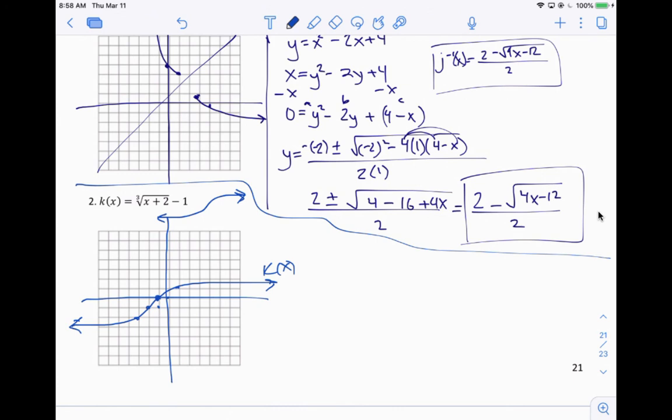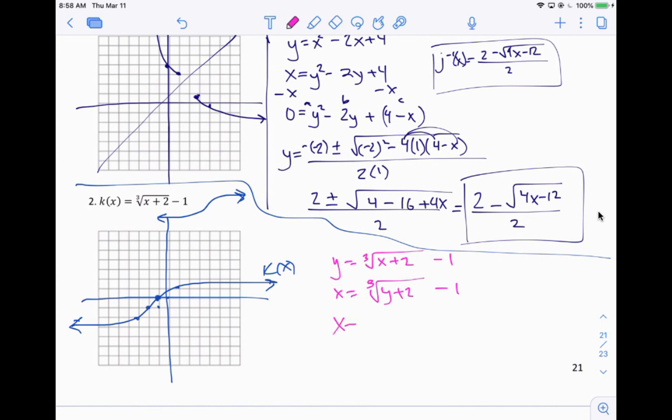Cube root. This one we can invert pretty quickly. We've got y equals the cube root of x plus 2 on the outside, minus 1. Switch the x and y. Whoops. Oh, don't do that. Don't change pluses to minuses and minuses to pluses. And then we'll solve for y.